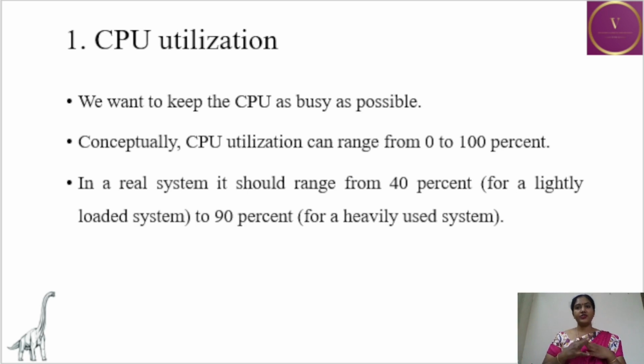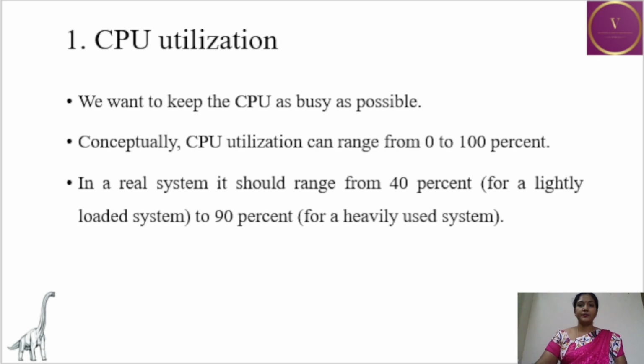That is what CPU utilization is, and conceptually they are saying that it should range from 0 to 100%, whereas in a real-time system it should range from 40% for a lightly loaded system to 90% for a heavily loaded system. That is, for a lightly loaded system it should make use of the CPU at least 40%, and for a heavily loaded system 90% of the CPU should be utilized. So this is CPU utilization, which means that we have to get the maximum utilization of the CPU.